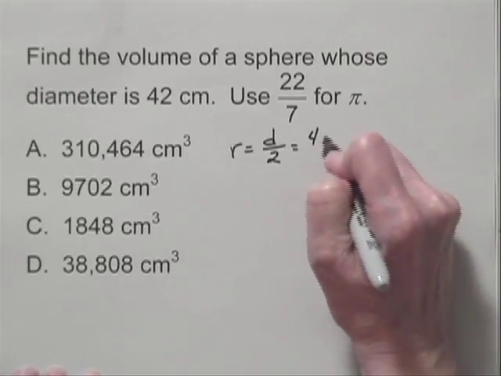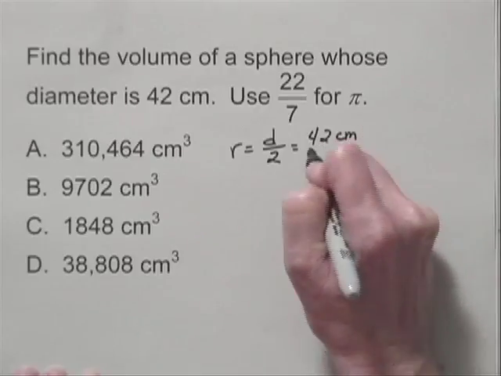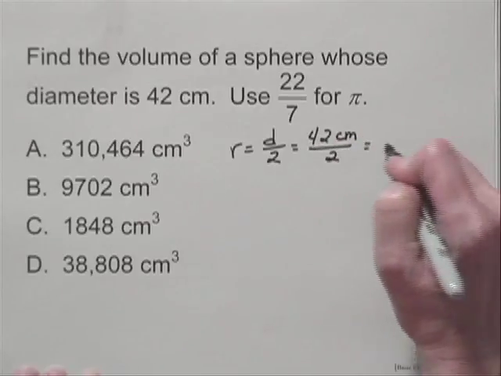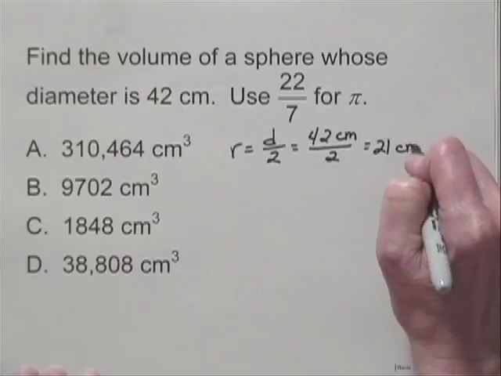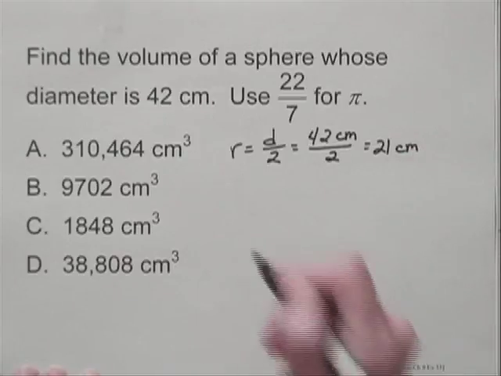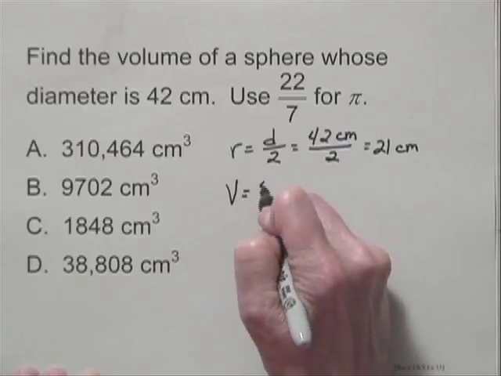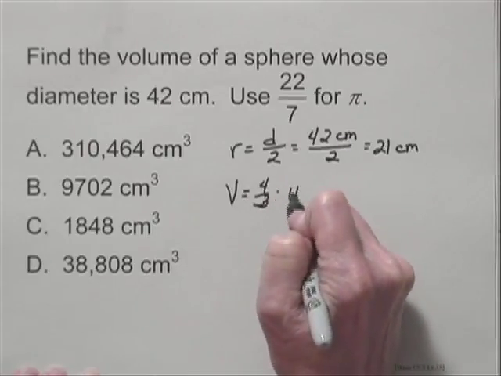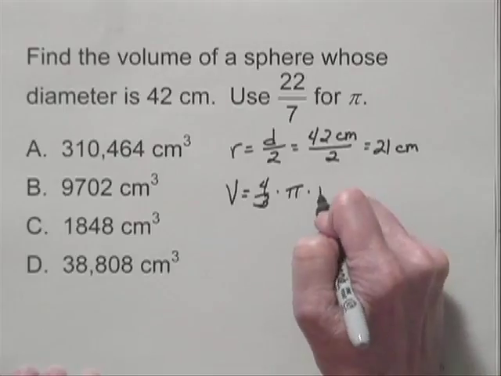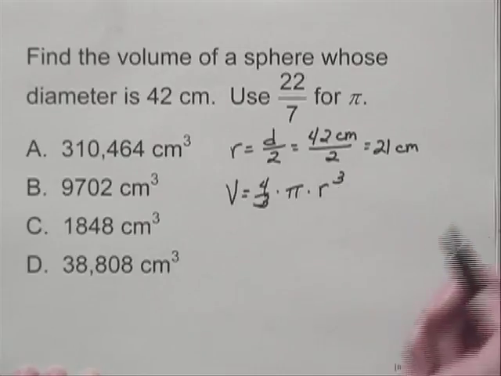The diameter is 42 centimeters. When we divide this by 2, we get 21 centimeters. So now we have what we need to use the formula for the volume of a sphere. The volume is equal to 4/3 times pi times the radius cubed.